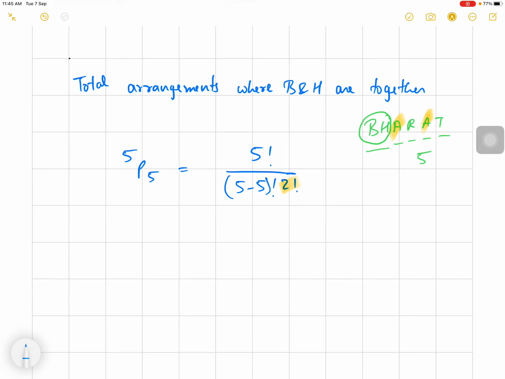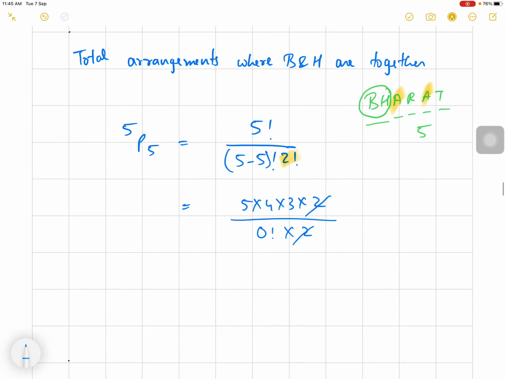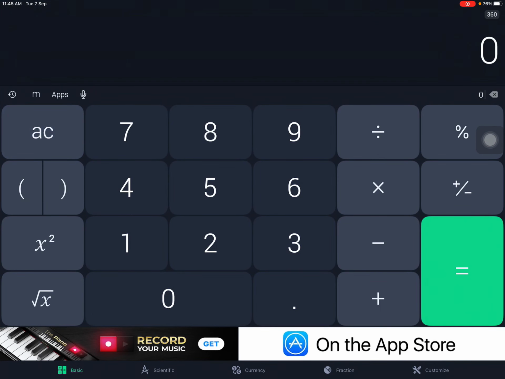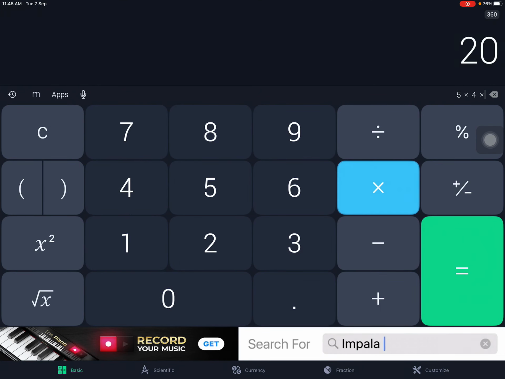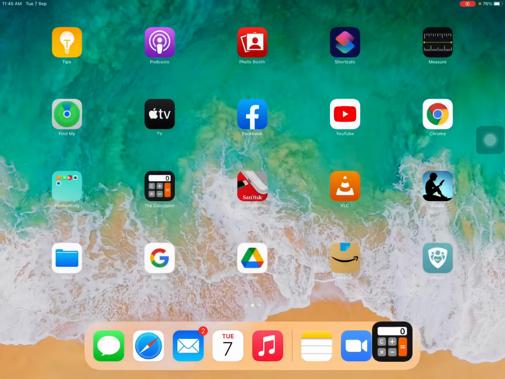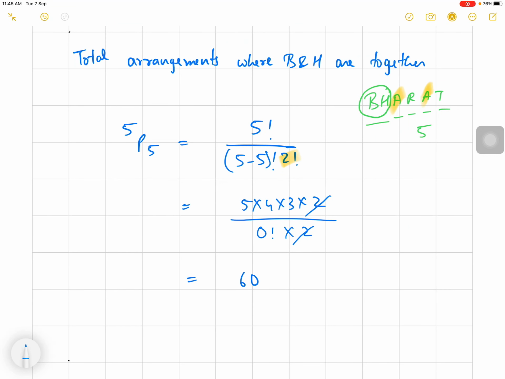So let's calculate this. 5 into 4 into 3 into 2, divided by 0 factorial into 2. 0 factorial is 1, 2 factorial is 2. So what is remaining? 5 into 4 into 3, which is 60.